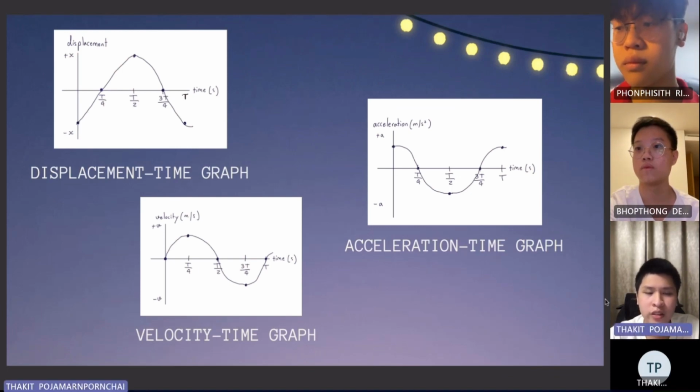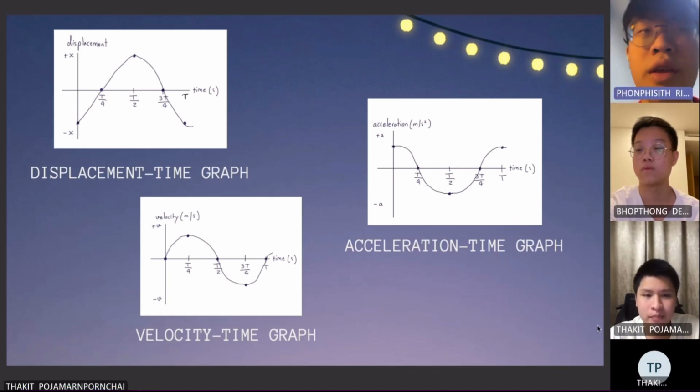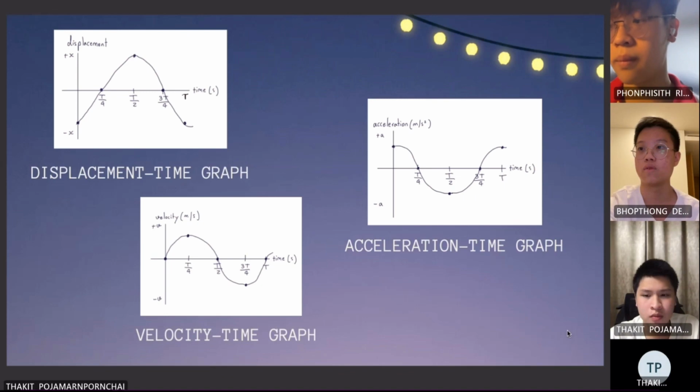And also, what about the graph, Ponvisit? Well, it shows the motion of a simple harmonic, basically. On all of them, they show what the displacement is when it's moving in simple harmonic motion, what the velocity is, and what the acceleration is.